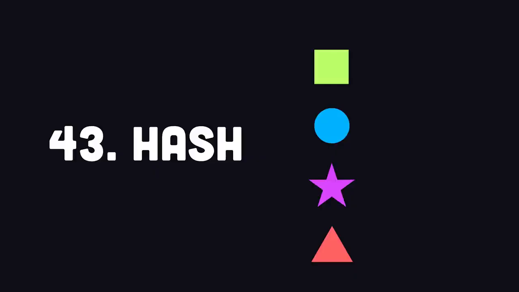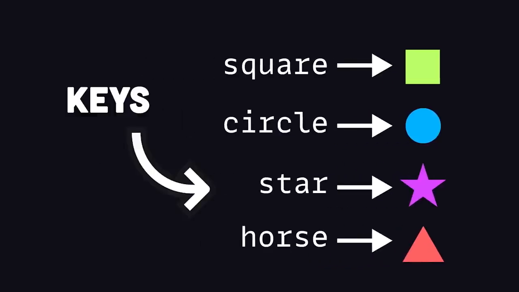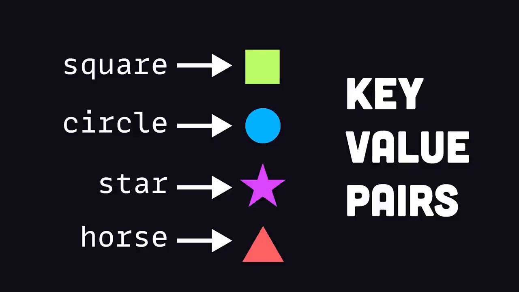Now, another extremely useful data structure is the hash, which might also be called a map or dictionary. It's like an array, but instead of an index of integers, you define the keys that point to each individual item, giving you a collection of key value pairs.